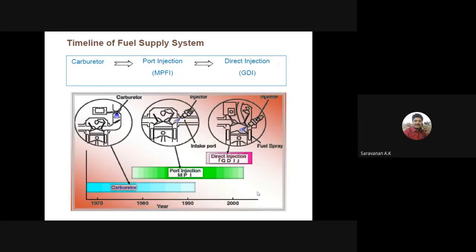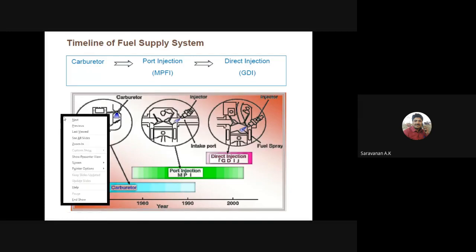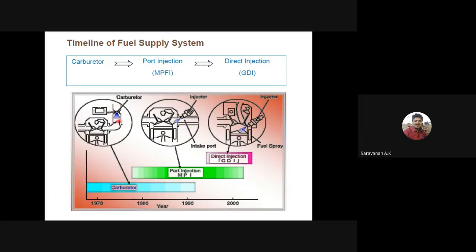Right, fine. In olden days, we used carburetors. After that we had some development, and we used the port injection fuel system. After that the research is still going on, so now we are using GDI technologies. Here you can see the differences. First, the carburetor is used to mix the fuel and air, and then supply that air-fuel mixture into the combustion chamber. That element is called the carburetor.